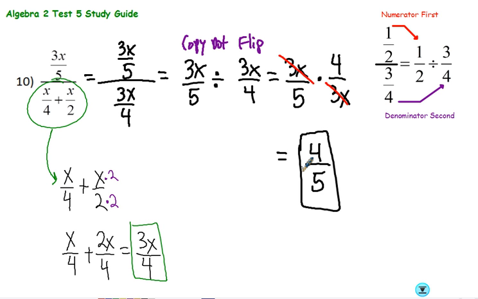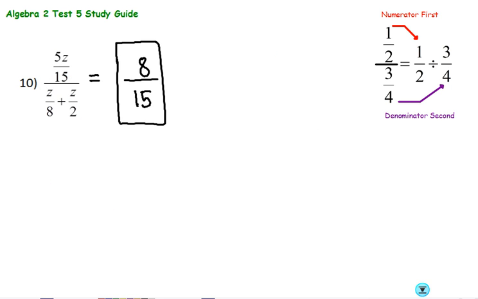Alright, this is it. I know you're sad. This is the last problem for us. All good things have to come to an end, I suppose. So try number 10 on the right, see what you come up with. Alright, we have found ourselves at the end. Number 10 should have gotten 8 over 15. If you got that one, you're ready to take the test.